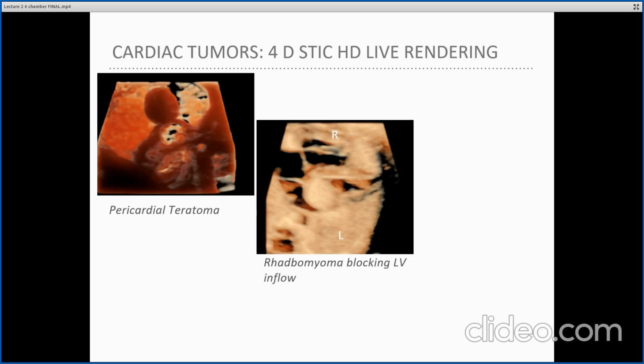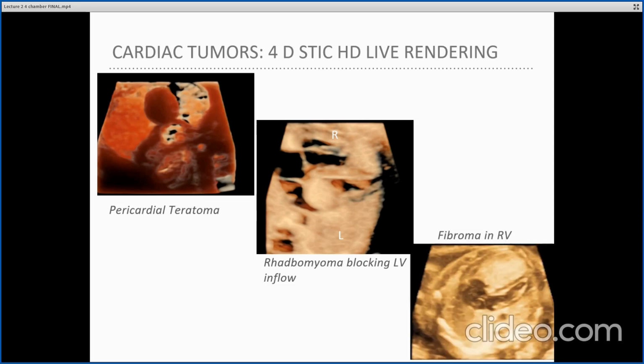Now we see multiple tumors. The left-sided tumor is seen on the mitral valve, and it seems to be completely blocking the left ventricular inflow. The right-sided tumor is seen towards the apex of the right ventricle, and this is an example of rhabdomyomas with a tumor blocking the LV inflow. So this is a large fibroma which I showed in the previous slide in 4D rendering, and this tumor is totally occupying the RV cavity. It's a solitary tumor.